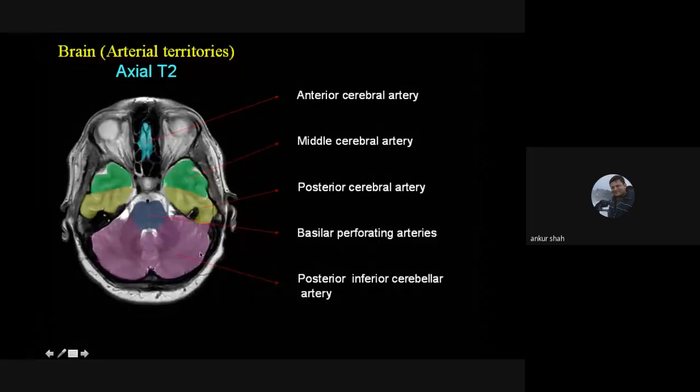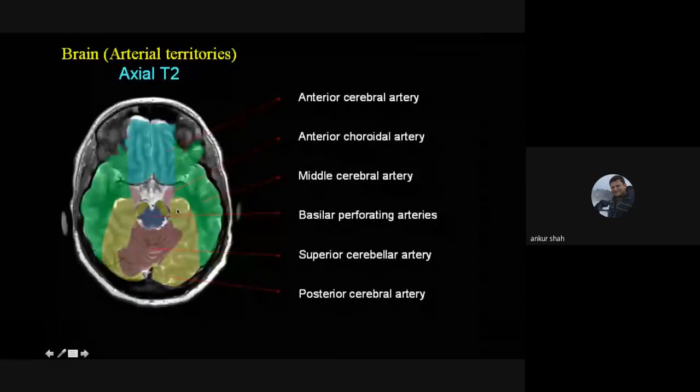Again, starting from the base of the brain, this part is supplied by the anterior cerebral artery. The MCA has a very large circulation, and the anterior part of the temporal lobe is supplied by the middle cerebral. The posterior part of the temporal lobe is supplied by the posterior cerebral artery. While the posterior fossa, which is the cerebellum and brainstem, is supplied by the posterior circulation, that is the posterior inferior cerebellar artery, which supplies the inferior part of the cerebellum and is a branch of the vertebral artery, and the pons is supplied by the perforating arteries which arise from the basilar artery.